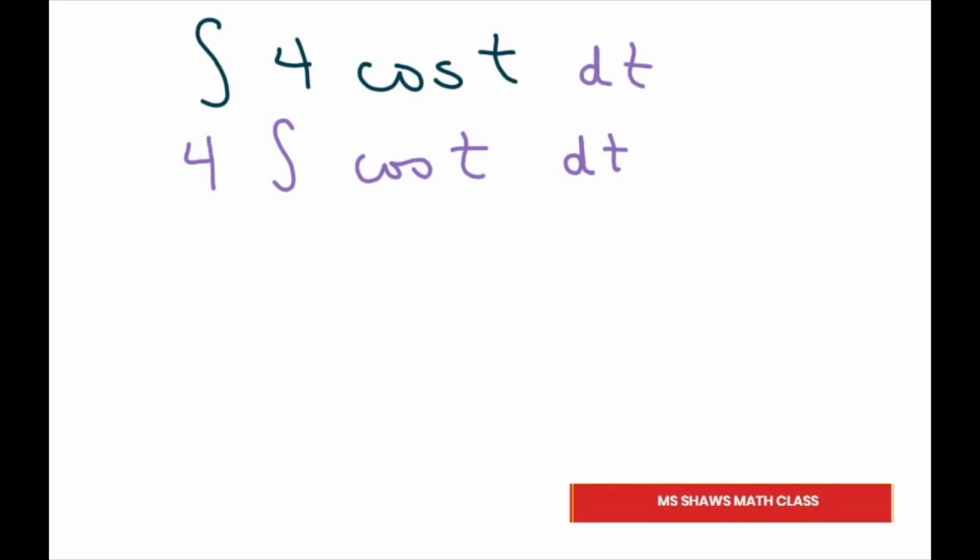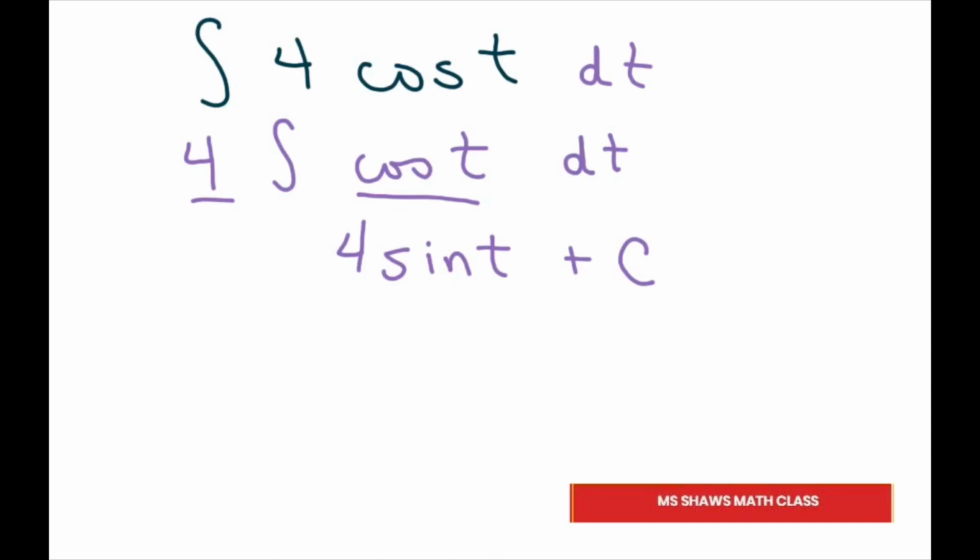So we know that the antiderivative of cosine is just sine. We're just going to write this as sine of t and multiply it by our 4. And then we have our plus c, some constant we might have.